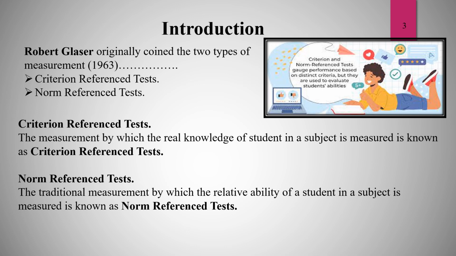In norm reference test, we are basically assessing how well the student has performed in a particular subject as compared to his friends. So in norm reference test, the student's performance is being compared with his friends, and in criterion reference test, there is no such comparison of a student with his friends. In criterion reference test, the child has to attain a certain criteria which is already predetermined. Now let us understand these two in detail.